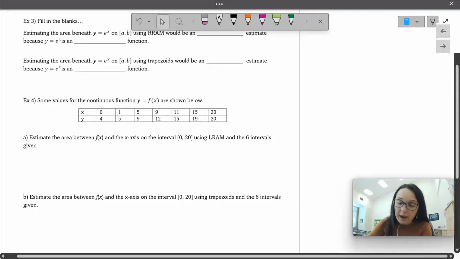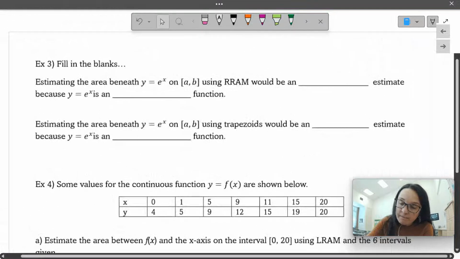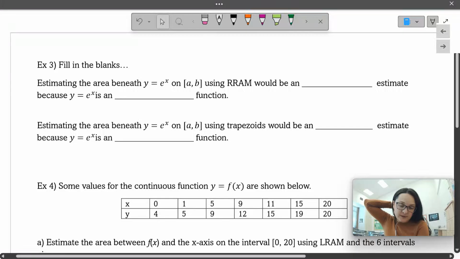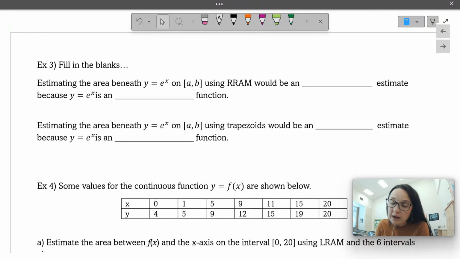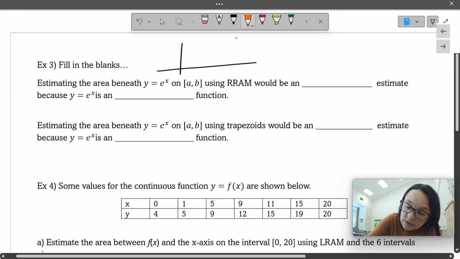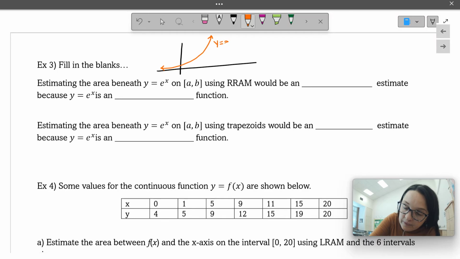All right, flip over to the back. We just got a little bit more to do. This one says, fill in the blanks. Estimating the area beneath y equals e to the x on the interval from a to b using RRAM would be a blank estimate because e to the x is a blank function. Well, let's see. y equals e to the x is an exponential function that's increasing, and it looks like that.